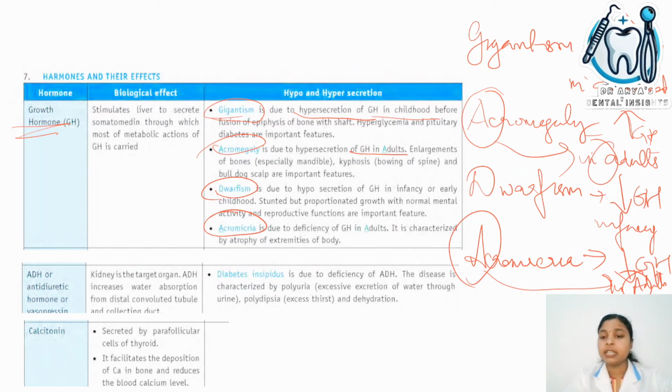So for a revision, gigantism is due to hypersecretion of GH in childhood. Acromegaly is due to hypersecretion of GH in adults. Dwarfism is due to hyposecretion of GH in infancy or childhood, and acromicria is due to deficiency of GH in adults. So these are the various hormones and their effects.